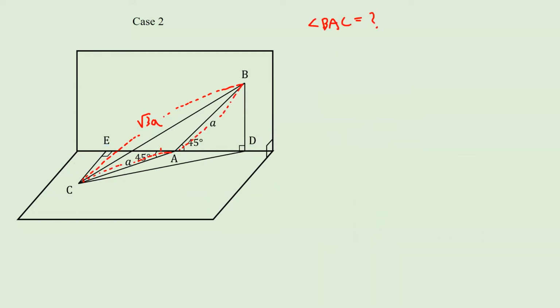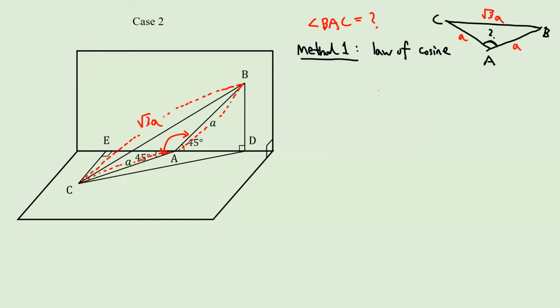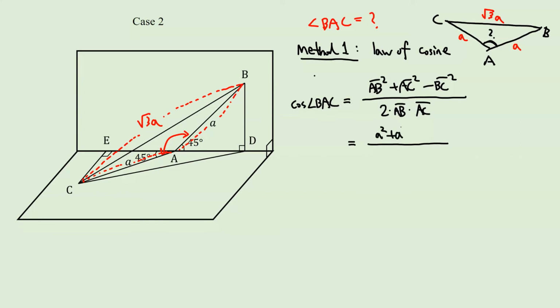Okay, now we have to calculate this angle, and here angle BAC can be obtained by two methods. The first method is using the law of cosines on triangle ABC, which gives cosine of angle BAC as AB squared plus AC squared minus BC squared over 2 times AB times AC, which is a squared plus a squared minus 3a squared over 2 times a squared, which is simply minus 1 over 2. which gives angle BAC of 120 degrees.